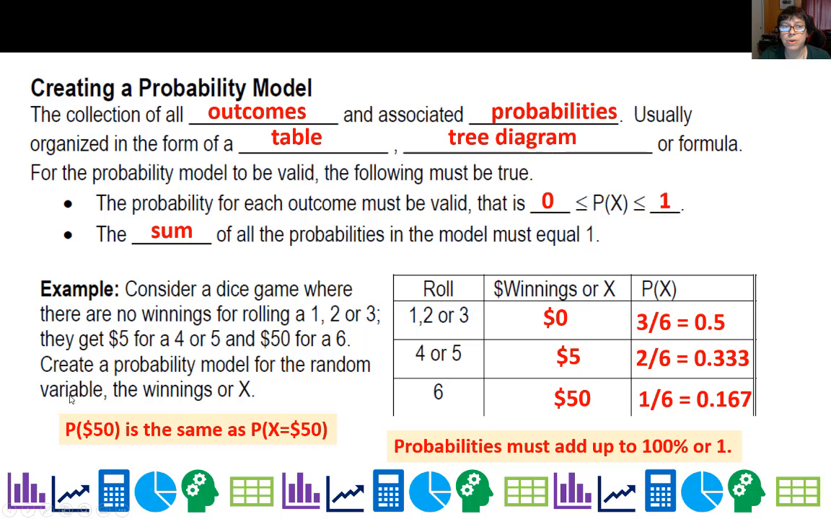And just to let you know, you can write it as P of $50. That's the same as saying P of X equals $50. So just a little notation advice there.